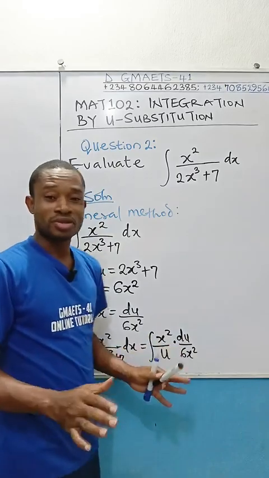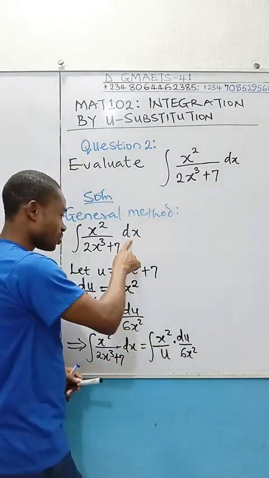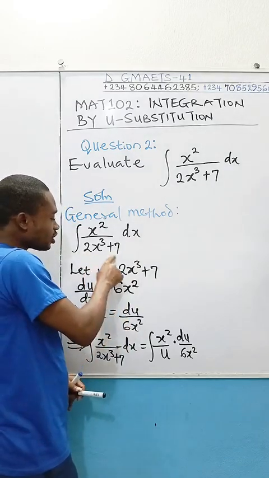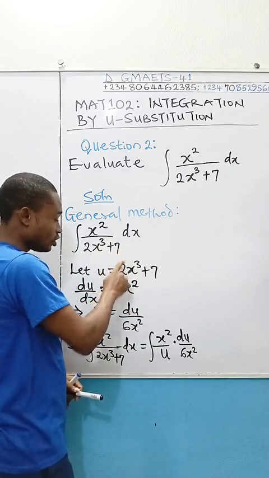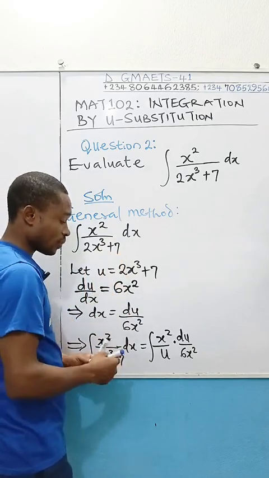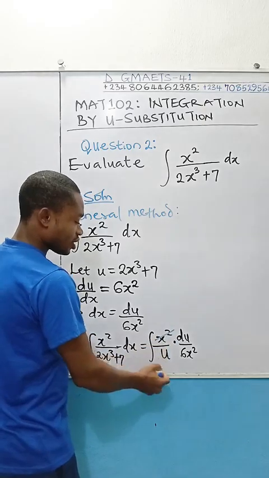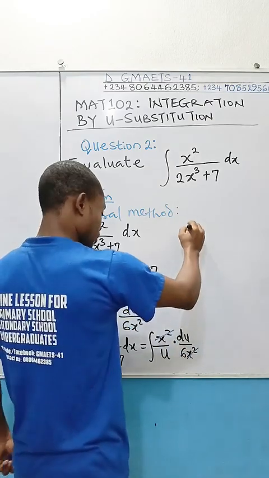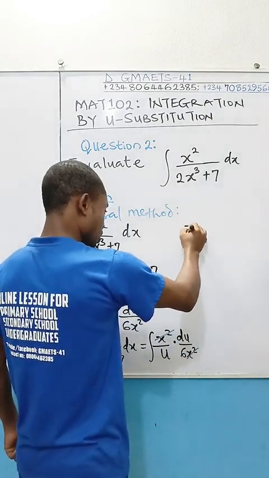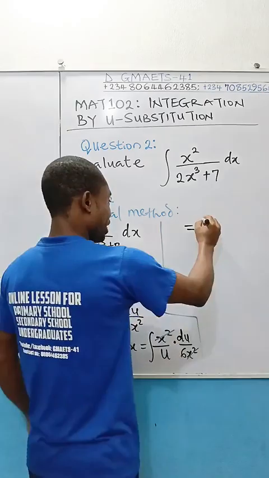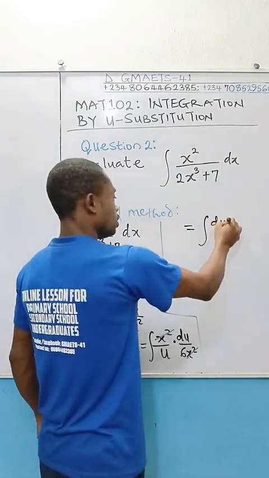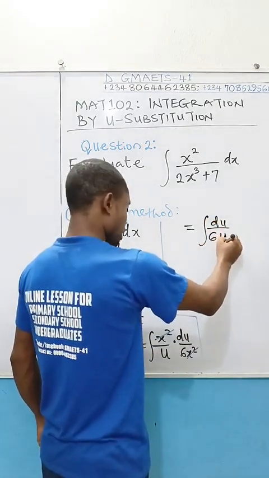I've done the substitution, right? I substituted for this dx using du over 6x squared. I substituted for this 2x raised to the power 3 plus 7 using u that we selected for it. With this substitution, you observe that this x squared will cancel this x squared. So we are left with, let me complete it here. This is going to be equal to integral du over 6u, right?